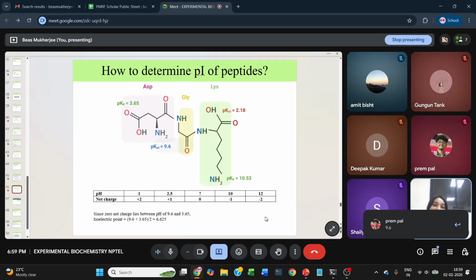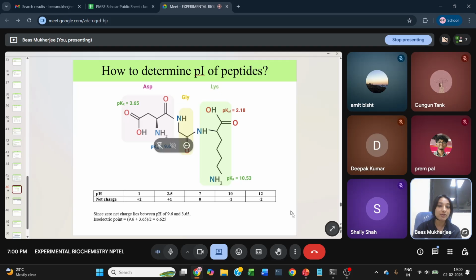Okay, so it's written on the slide. Yeah, right. 9.6 and another one is 3.65. These are the two pKa values that result in the formation of 0 charge at pH 4 to 9. So the isoelectric point would be the average of these two values and we are getting that as 6.6. So this is how you calculate the pI of a tripeptide.